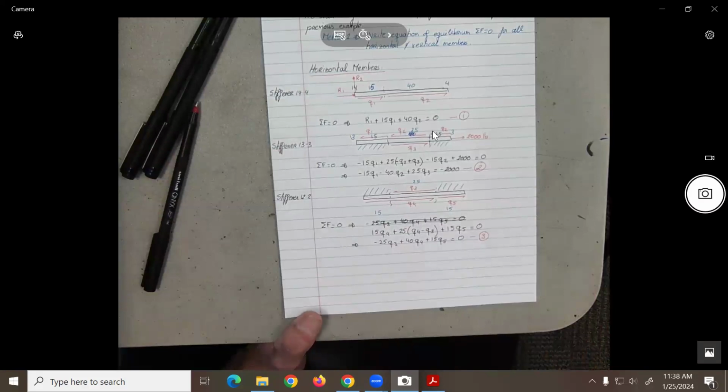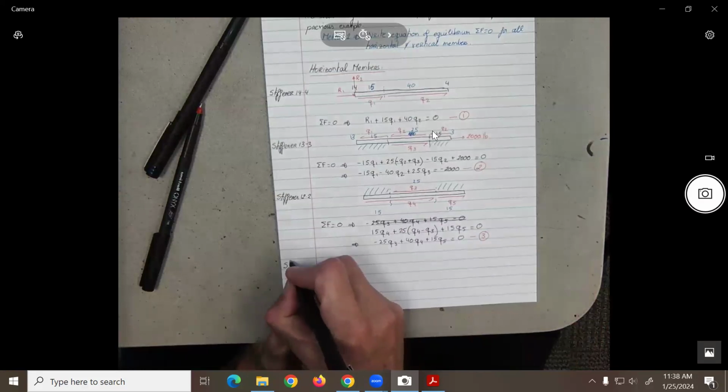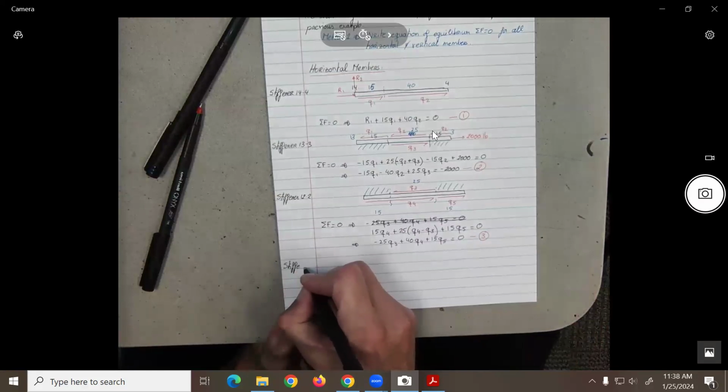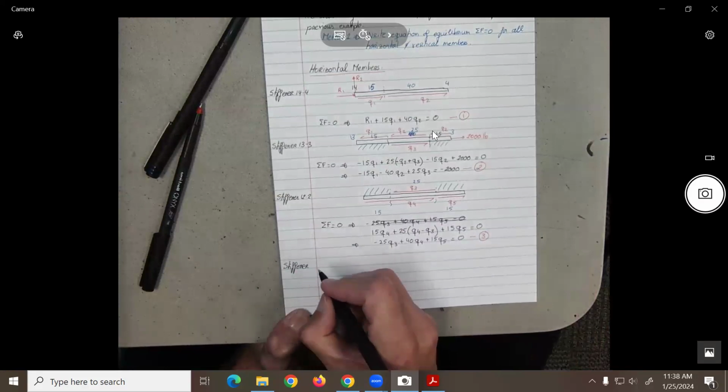I mean, any questions so far? Do you follow? It's basically just statics, no? For each member. Okay, and the last one that you can do, all the horizontal here, will be stiffener 11, 1.